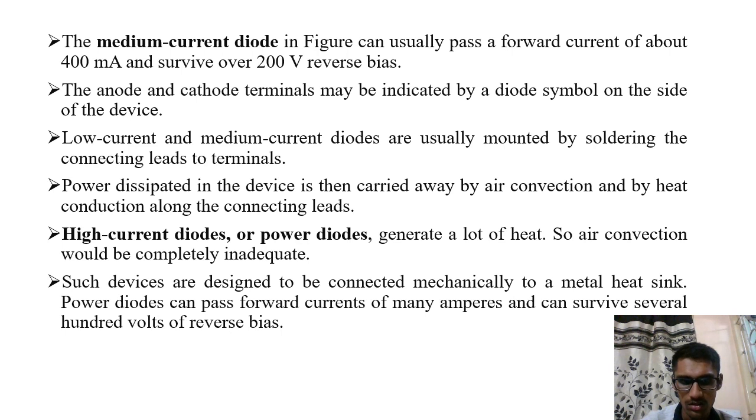Such diodes are designed to be connected mechanically to a metal heat sink. Power diodes can pass forward currents of many amperes and can also survive several hundred volts of reverse bias. It is basically connected to a metal sink to avoid the overheating of the diode. The metal heat sink actually maintains or regulates the heat levels of the diode.